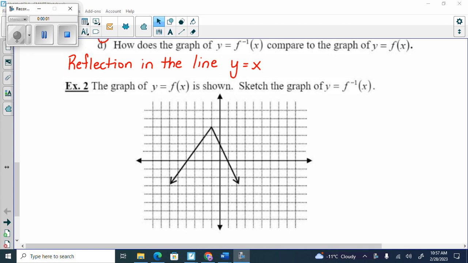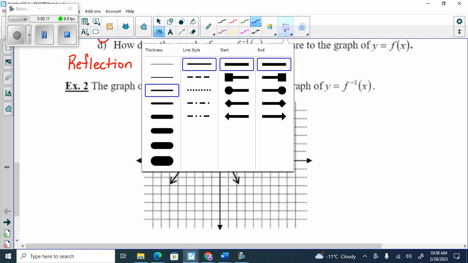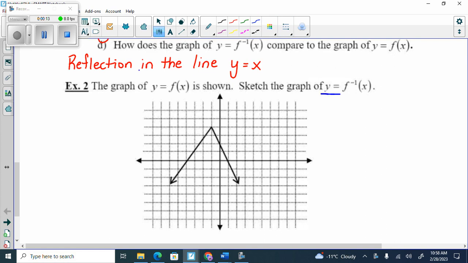Question 2 says the graph of y equals f of x is shown. Sketch the graph of f inverse of x. What is just f inverse of x? Fancy way of saying what? What is this just asking you to find? Inverse.